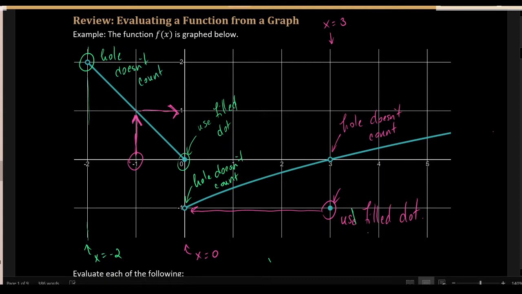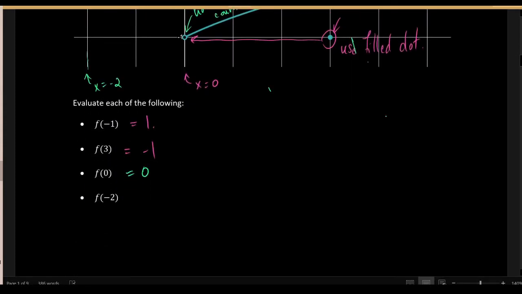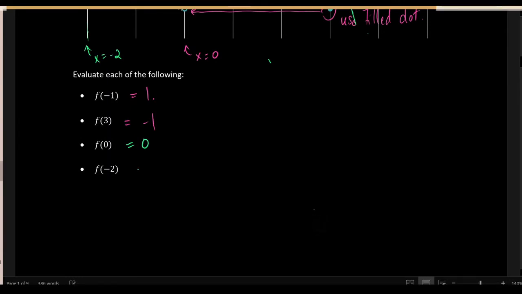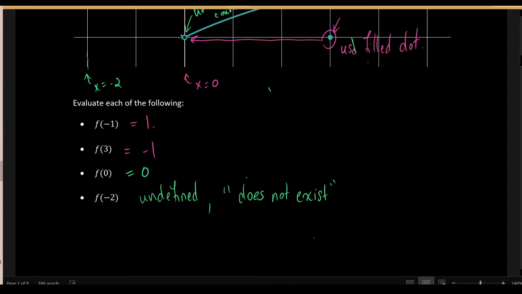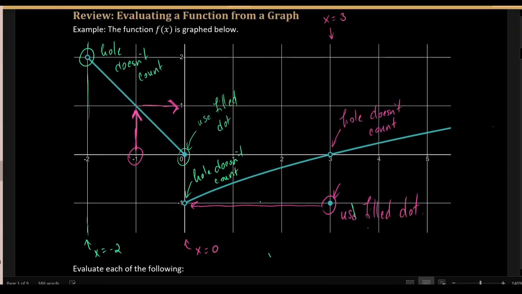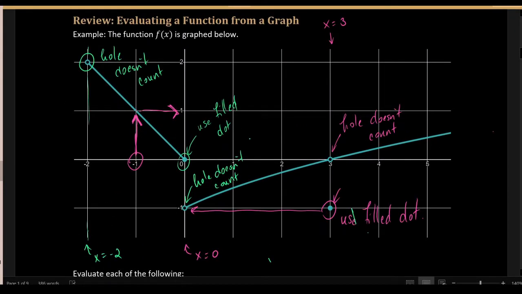But this time, there's no filled dot in this x equals 2 location that I could use as a substitute for the hole. As a result, the function is actually completely undefined at -2. So we would say that f of -2 is undefined. We might also say that f of -2 does not exist. There is a hole in the graph at -2, and there are no filled dots anywhere else that could be used to make up for that hole.